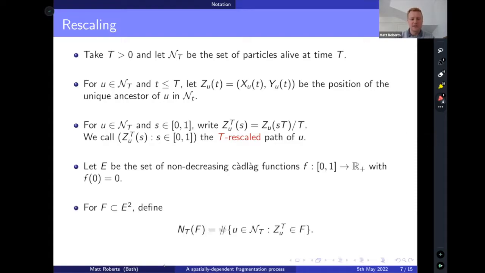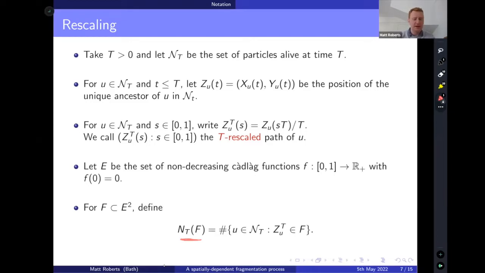So I take a subset F of E squared, and I want to study N_t(F), which is the number of particles whose t-rescaled paths fall within F. I'm going to study that as t goes to infinity. That's the object that we're really interested in. You can think of this set F as being a small ball around a fixed function, and you're really interested in how many particles look like that function.